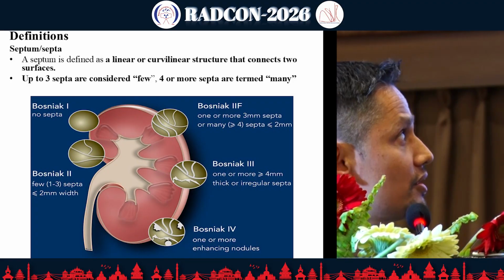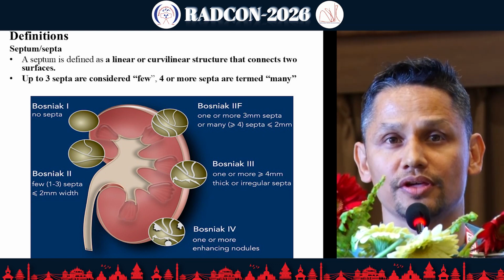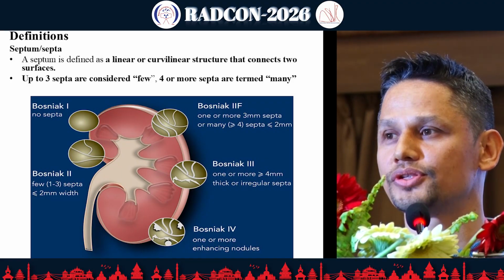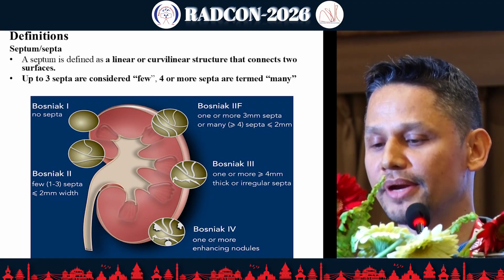So a septum is basically a linear or curvilinear structure that connects two surfaces. Up to three septa are considered as a few, and more than or equal to 4 are termed as many.